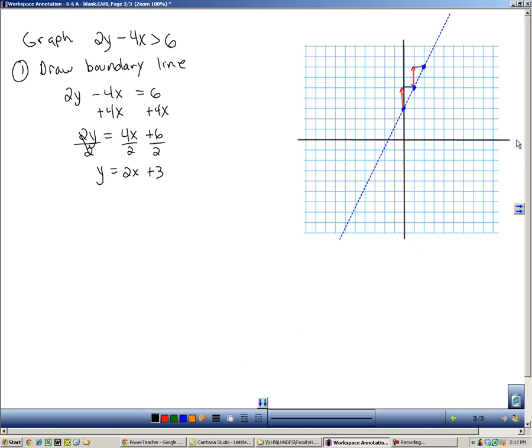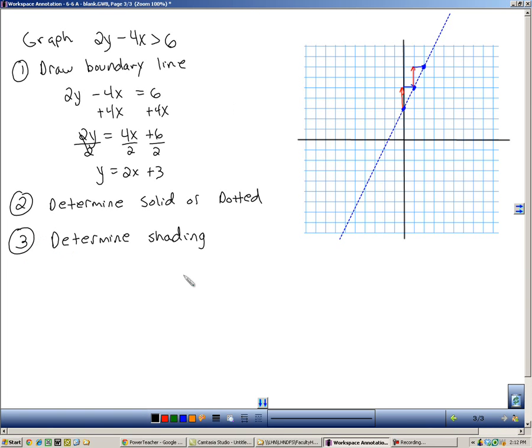Now, unlike my last line that I did in the last example, this one is going to be a dotted line. The reason it's dotted is because the symbol is greater than and not greater than or equal to. So there's my boundary line. The last thing is to determine shading. You determine shading by picking any point that's not on the line. I'll do 0, 0 because it's easy.